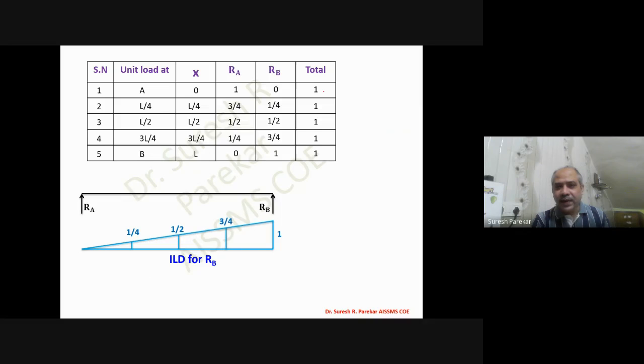Similarly, I will plot the ILD for RA. At A we have the value 1, at L by 4 we have 3 by 4, at L by 2 we have 1 by 2. Likewise, we will plot it. You can see it. By plotting these values, we connect all of them, and by connecting these values we get the ILD for RA. So we have to plot the ILD for RA in this fashion. This is always a triangle.